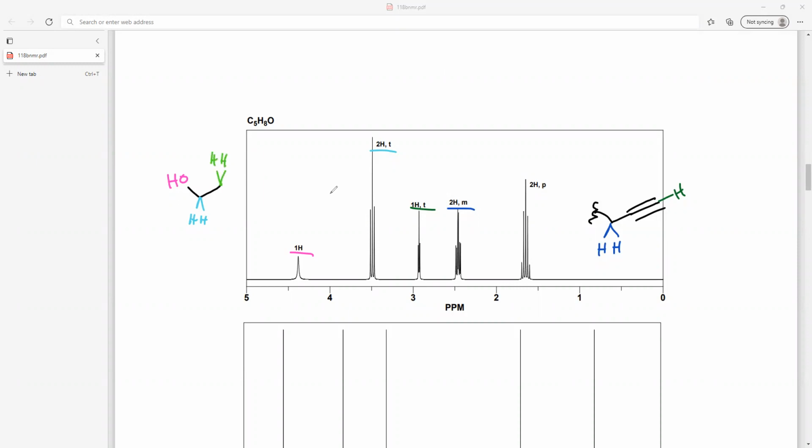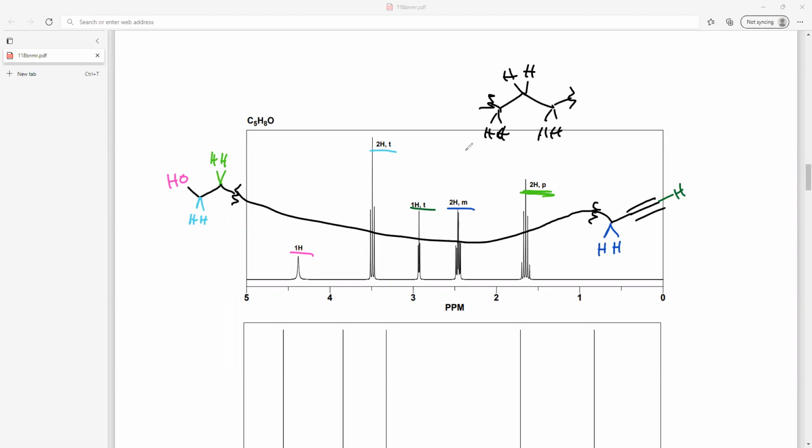Okay. And so there's only one other 2H left. And look at that. What is it? It's a 2H pentet. You guys remember what we said about 2H pentets? 2H pentets are part of that sea of pentets, that sea of CH2s. And so it shouldn't surprise you then that this is sort of the glue. It's this CH2 here that glues this piece to this piece over here.